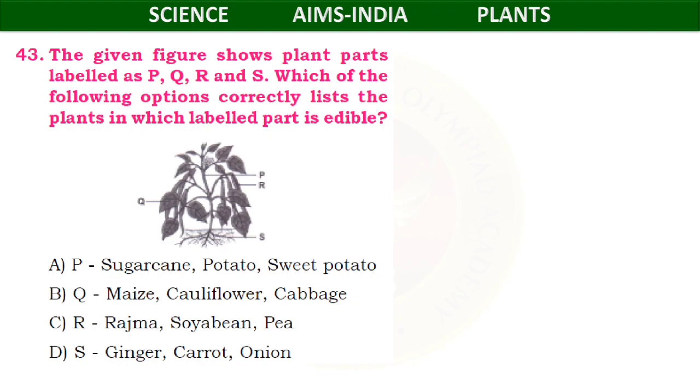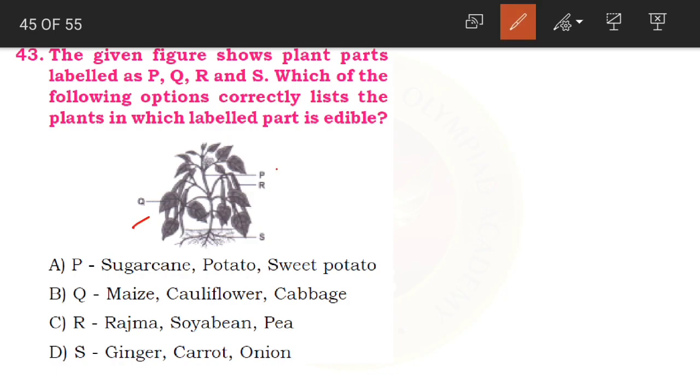The given figure shows plant parts labeled as P, Q, R and S. Which of the following options correctly lists the plants in which the labeled part is edible? See children, here you have a picture of a plant. Now here there are some parts which are labeled as Q, P, R and S. Now what we have to find is which part is edible here. Which part is edible. Okay.